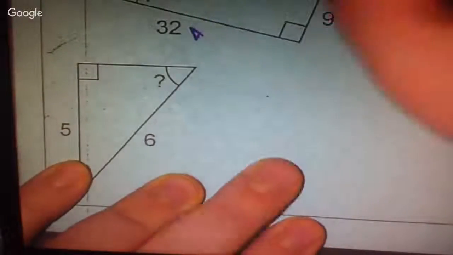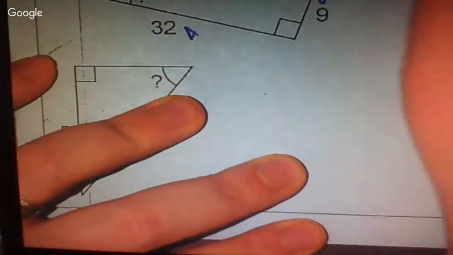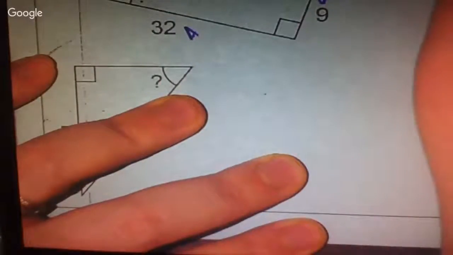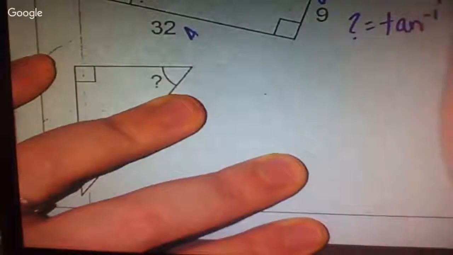Okay. What sides do I have in this next triangle? Adjacent and opposite. So we're dealing with tangent. 9 over 32. So then we take the inverse tangent. 16.